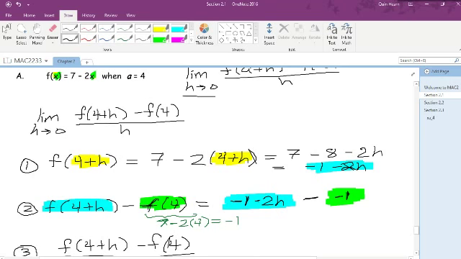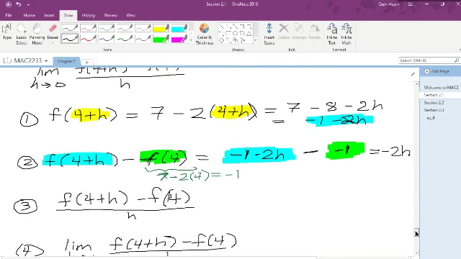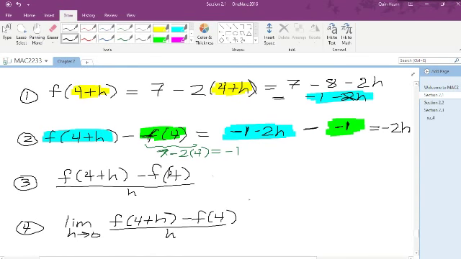Okay, negative 1 minus 2h minus negative 1, or in other words, plus 1, is just going to leave us with the negative 2h. It should be the case, generally speaking, that when you complete this step, you end up with something where all the terms have h's in them. Any terms that don't will generally cancel out.